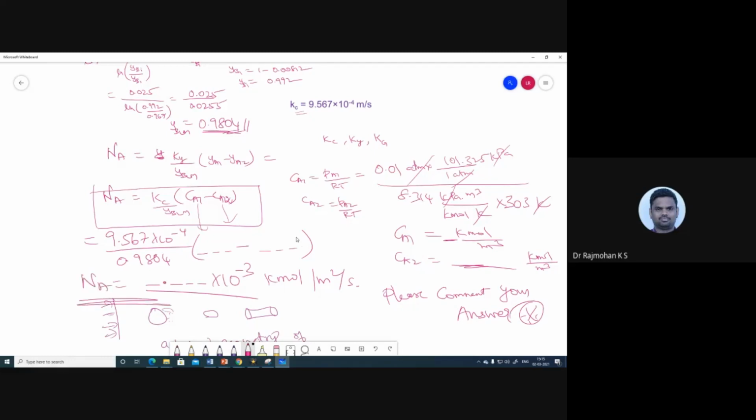Only here you have to do the conversion: Pa1 to kilomoles per meter cube, Ca2 to kilomoles per meter cube, and substitute here to get the value directly. Otherwise, the other way is to convert this. If you know it in terms of Ky, you can substitute the relationship between Kc and Ky. You can make use of that here also.